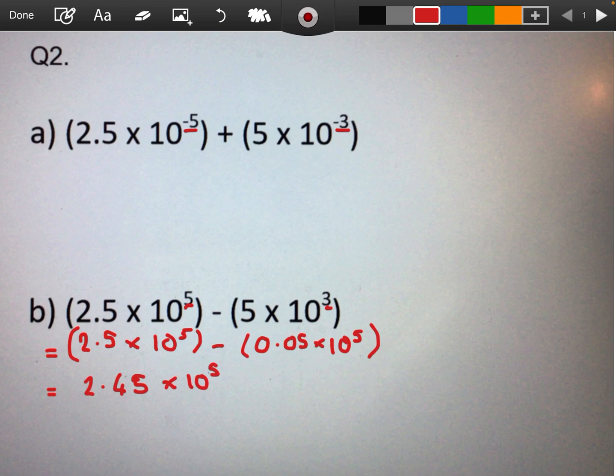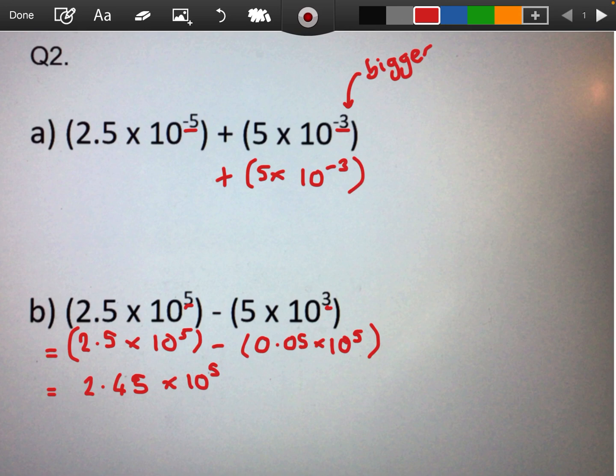The reason I did the second one first is because I think the positive powers are slightly easier to do. So now let's look at the negative powers. Don't forget that in this one, -3 is the bigger power. Okay, -3 is bigger than -5. So we're going to keep that one the same, and we're going to do 5 times 10 to the -3 here. And now we need to make this one the same thing.